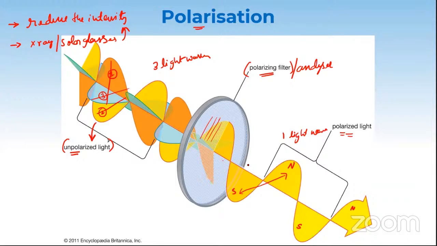Very simple. What is polarization? Polarization is a process in which unpolarized light of high intensity is passed through a polarizer and it becomes polarized light of low intensity. Okay, very simple. Am I clear, guys?